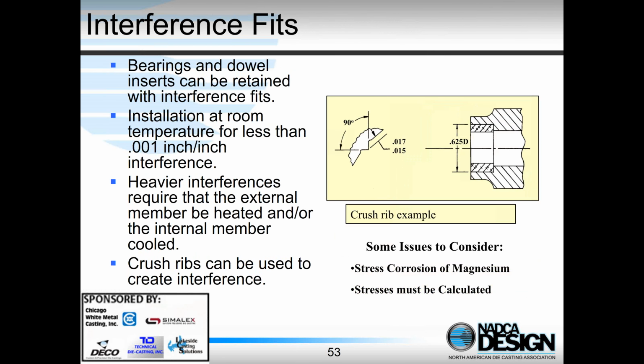Can we do interference fits? Yes, certainly we can do that with die casting. One caveat, we do need to watch out for stress corrosion cracking with magnesium alloys, no problems with zinc or aluminum alloys. Other than that, follow the instructions from the interference fit manufacturer in terms of the best way to size the interference fit.